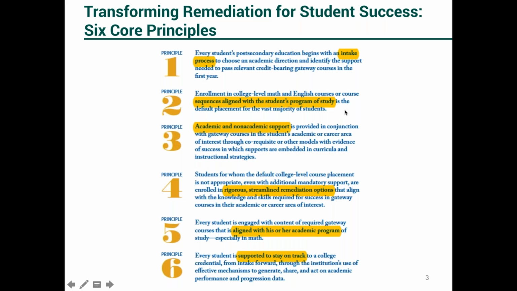And I'm not going to go through these very closely right now, but what I want to just show you is that the field nationally is really moving toward thinking carefully about placement and about guided pathways, about academic and non-academic supports in conjunction with those pathways, rigorous streamlined remediation options, and as well consideration of supports along the way to college credential or degree. And we believe that we fit squarely within these 6 core principles.